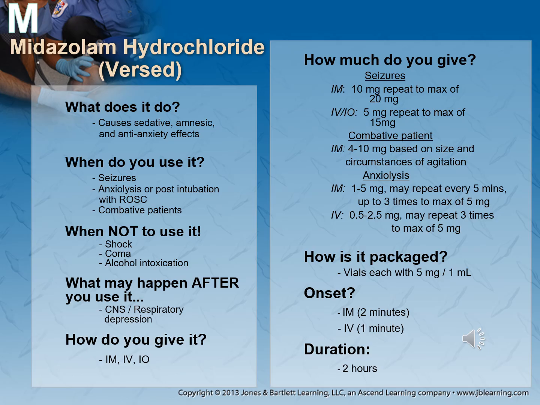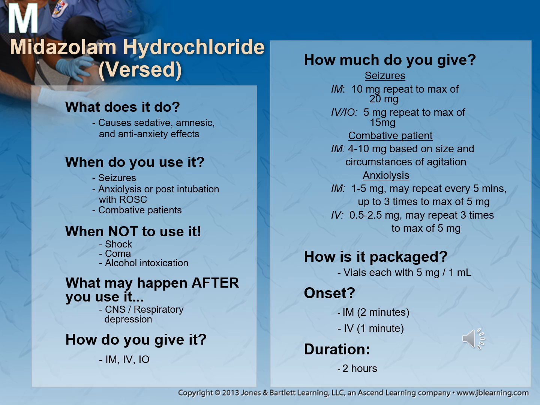If they're combative, again, go with the IM route, 4 to 10 milligrams. If they have anxiety when you go to put a CPAP on, again, you can do an IM dose. So again, Versed, think IM first before you do IV, because you waste valuable time trying to get an IV. How is it packaged? 5 milligrams per 1 ml. Onset IM is 2 minutes versus IV, which is a minute.